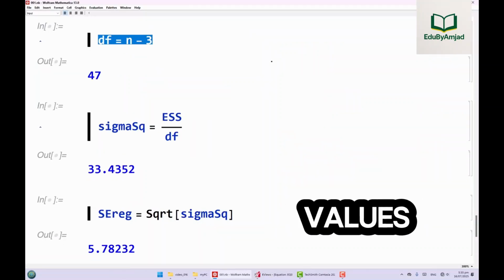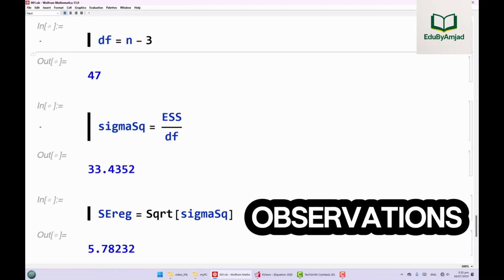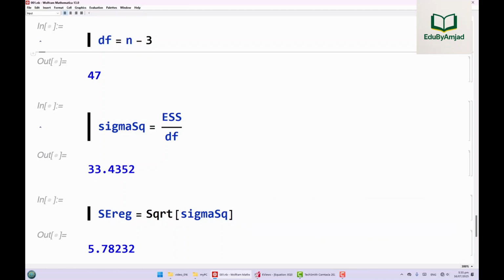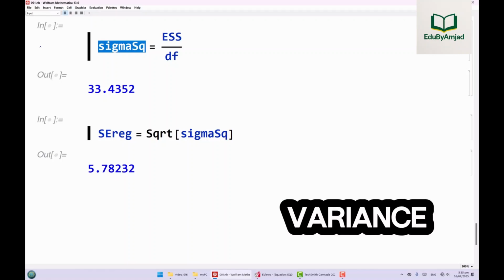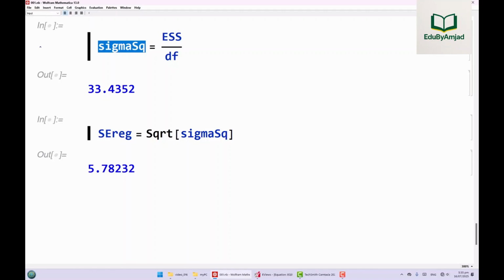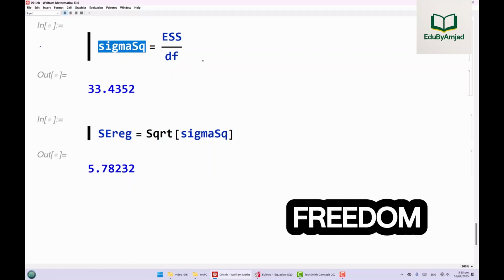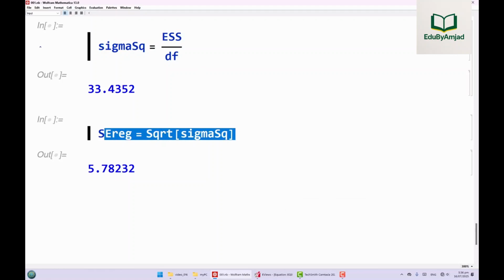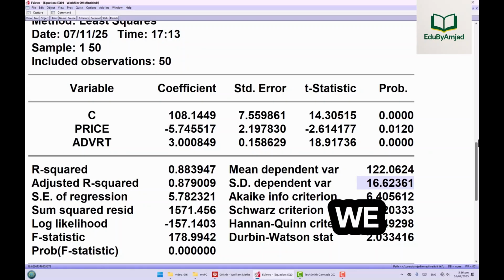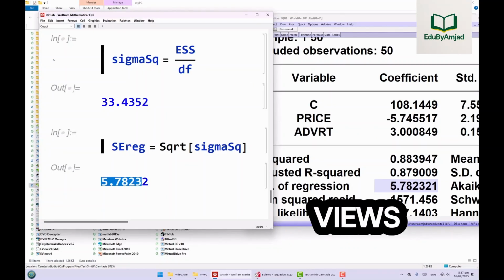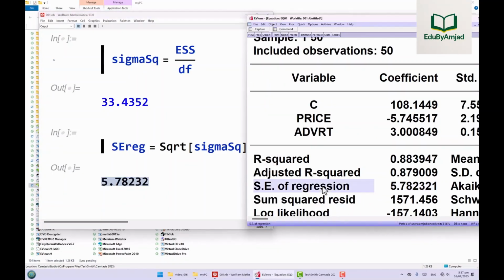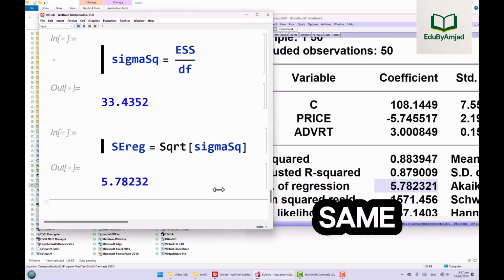Degrees of freedom mean how many values are free to vary. Here we have 50 observations and 3 regression parameters. So 50 minus 3 gives us 47 degrees of freedom. Variance of the regression, sigma square, is equal to error sum of square divided by degrees of freedom. And standard error of regression is square root of sigma square, which is 5.78. We can, again, compare it with output in EViews. Yes, it is the same.